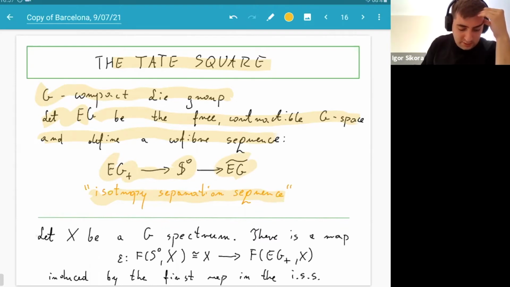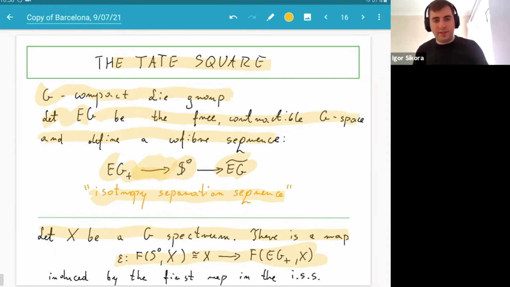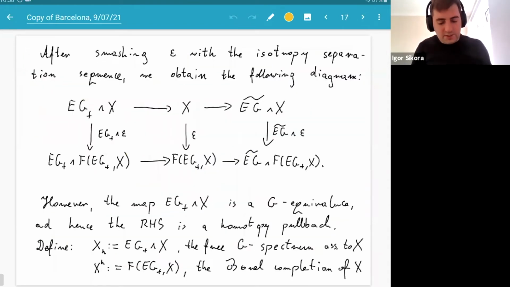So now let X be a G spectrum. There is a map, which we denote by epsilon, sending X to the function spectrum from EG plus to X. The rest of the sentence is cut somehow by Zoom, but this map is induced by the first map in the isotropy separation sequence. Now, by smashing epsilon with the isotropy separation sequence, we obtain the following diagram.